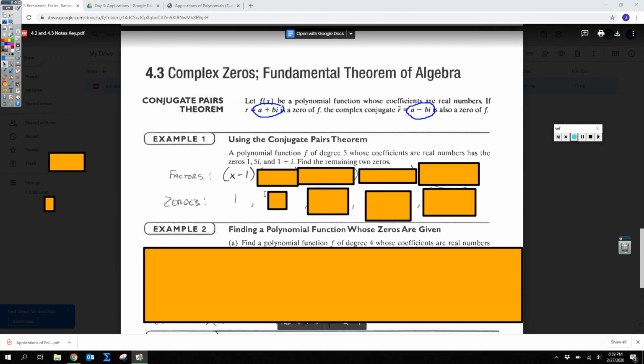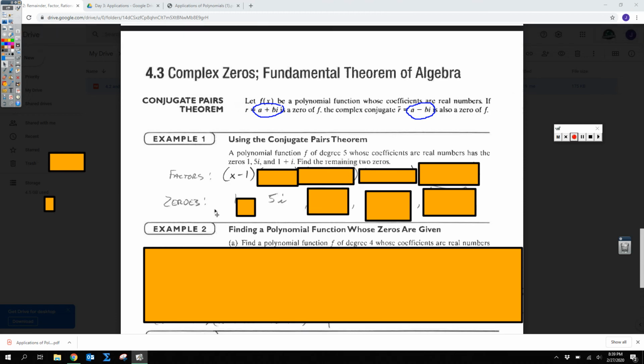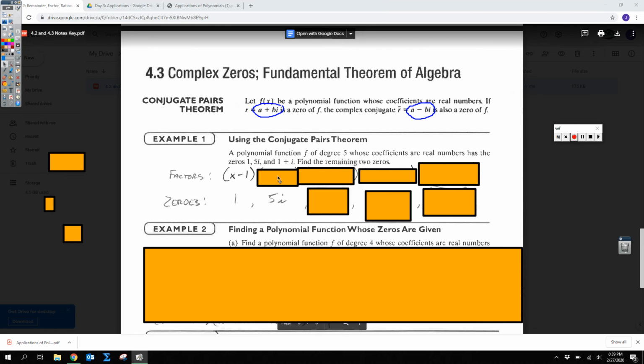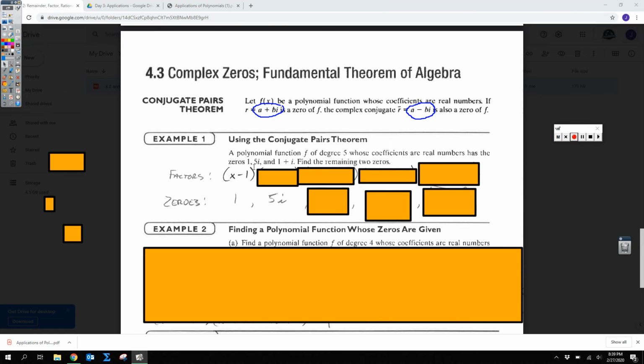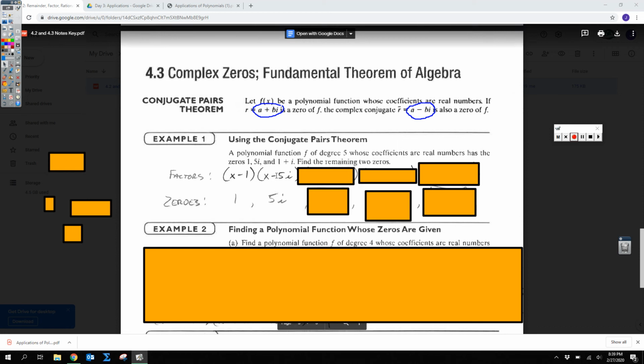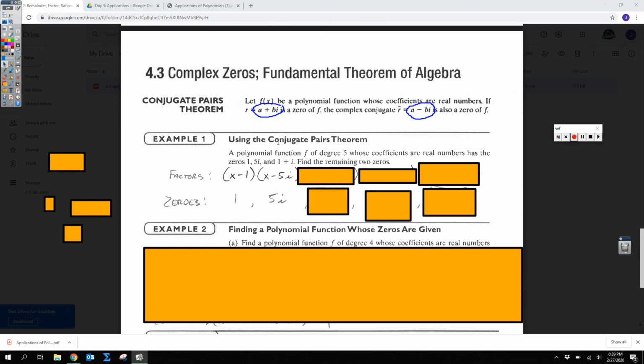Okay, so if it has 5i, that means we can say that obviously that's a 0, and then as a factor we would write x minus that particular 0, so x minus 5i. And as we talked about before, since we know that 5i is a 0, its conjugate pair would be the opposite of it, in this case negative 5i. So there's negative 5i. It's one of the other two zeros that we're looking for in our fifth degree polynomial.